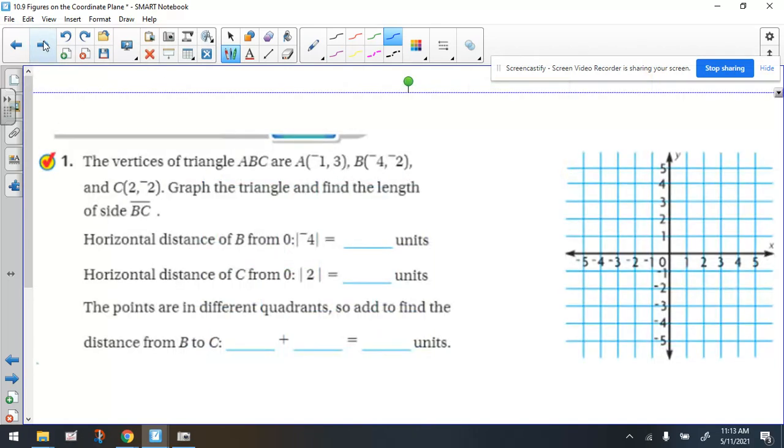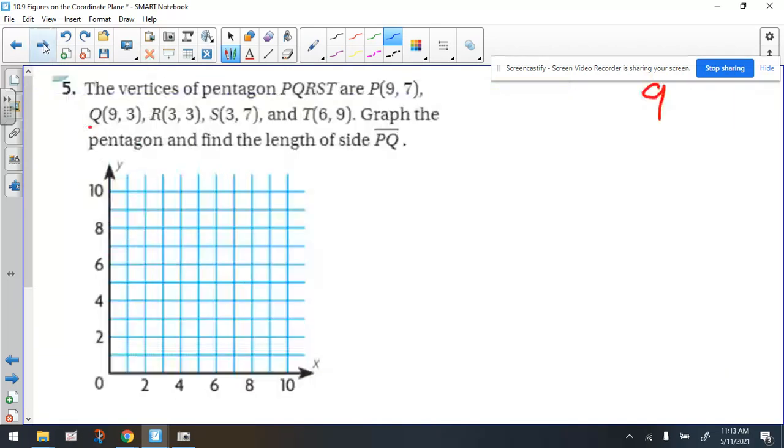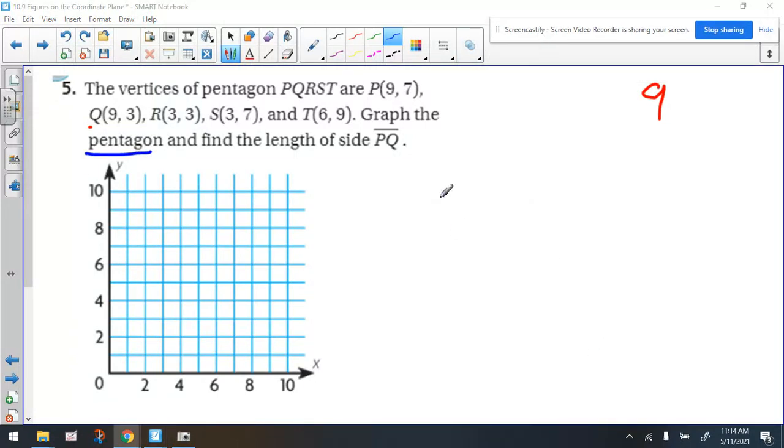All right, let's skip over to slide number 9, because this one's a pentagon, so it's a little more complex. Pentagon means it's going to have 5 sides. All right, let's get to it. So we got a lot of plotting to do. Over 9, up 7 would be here. And don't forget, you don't just put the dot, you got to put the letter next to it. So we just did this one. Let's move on to this one.